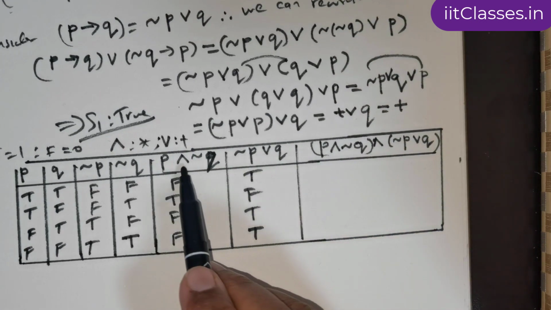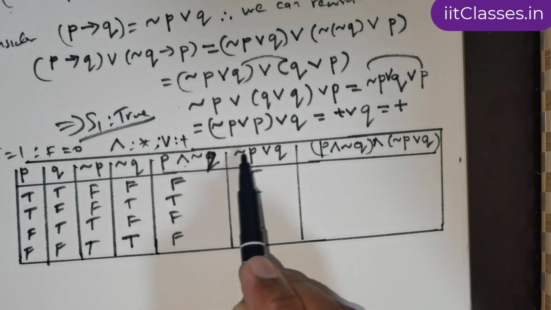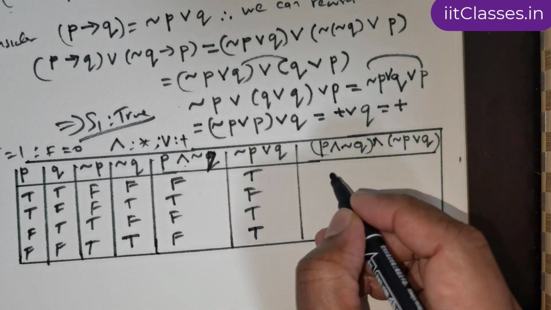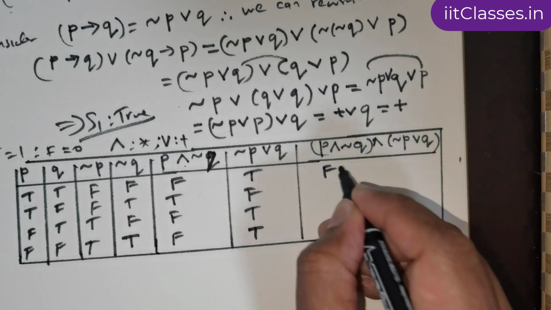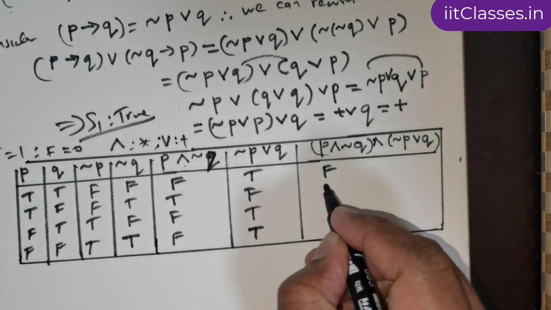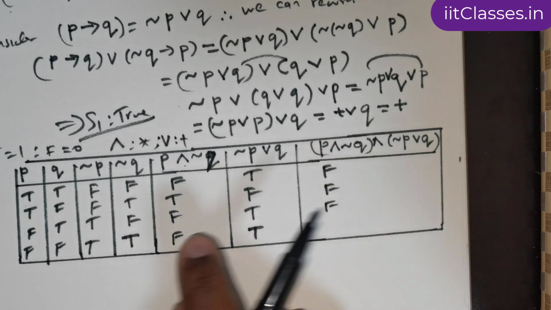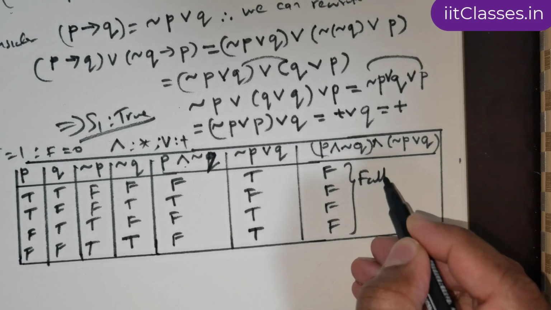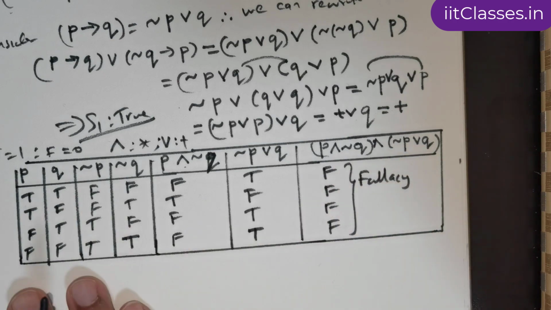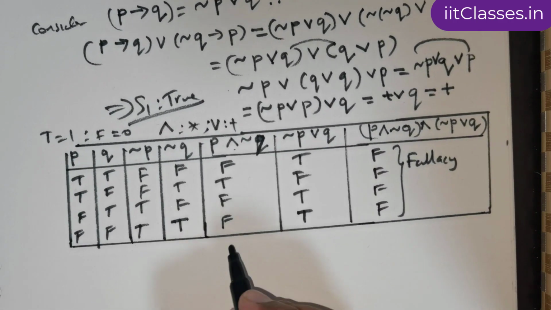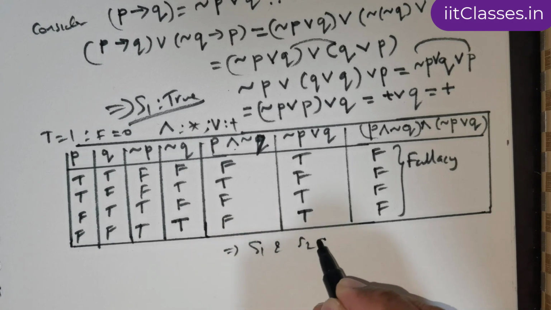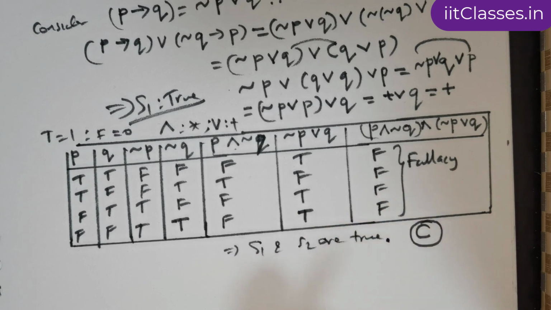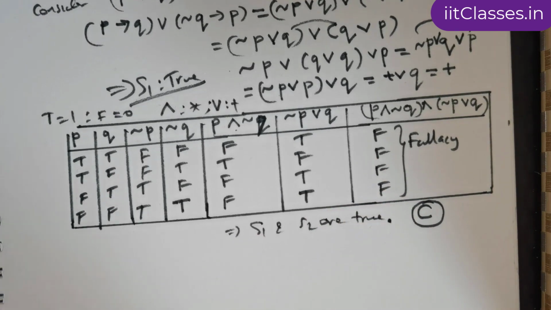Now what we need to do is perform the conjunction between this and this. So F with T, that's going to give me F. T with F, that's going to give me F. F, T, F, F, T, F. So what is this? This is nothing but a contradiction, or we call it a fallacy. So clearly, what is the implication? Clearly, both S1 and S2 are true. So that would mean the choice is going to be C. This is the right choice for this particular question.